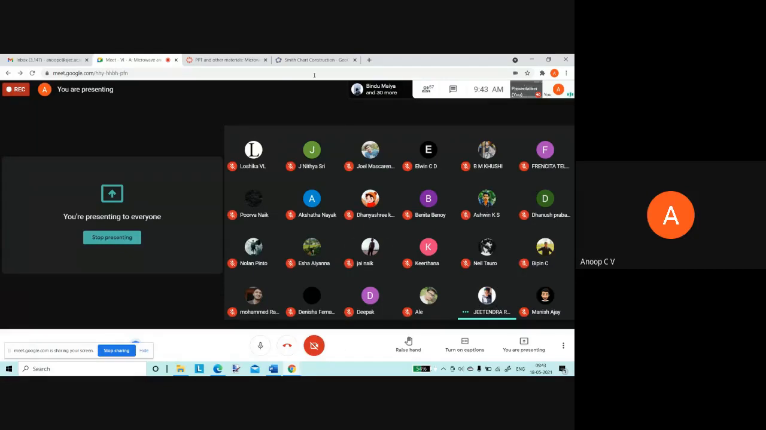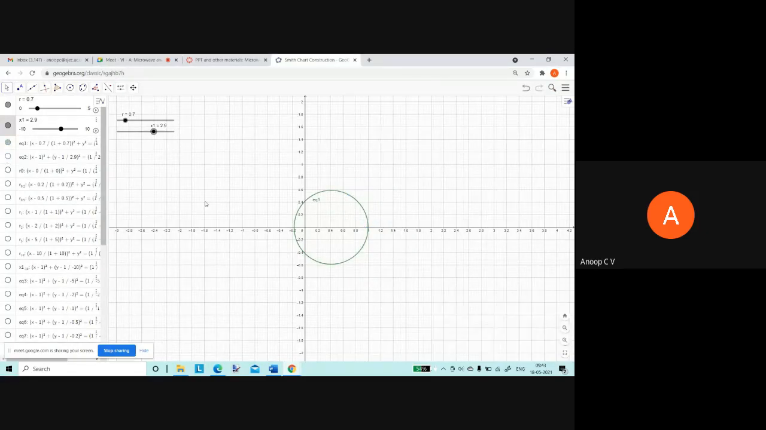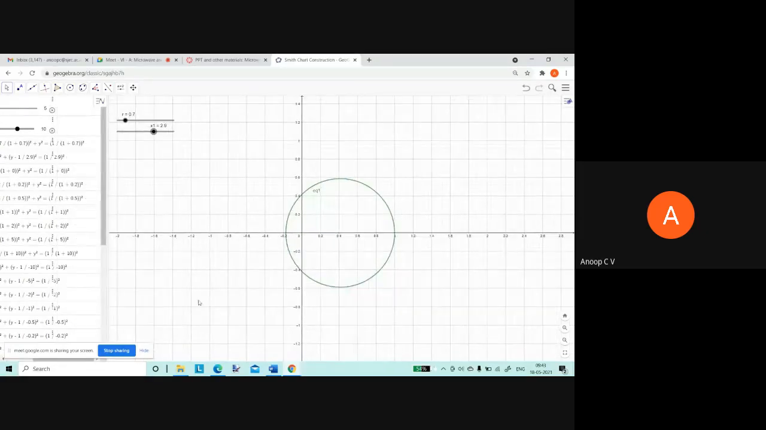Okay, fine. We'll see the simulation now, right? I've just shared with you this GeoGebra simulation. Let me zoom it in a bit. So this is the complex gamma plane. This x-axis is the real part of gamma, and the y-axis is the imaginary part of gamma, right?